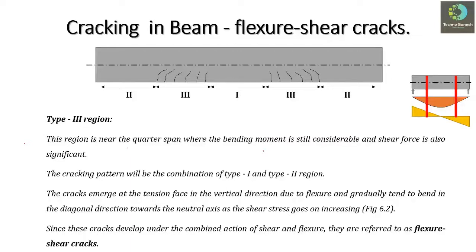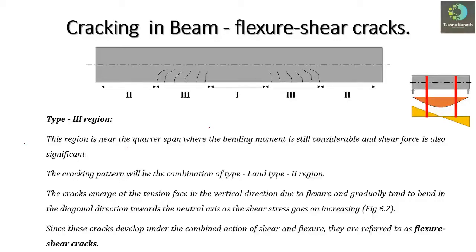Since these cracks develop under the combination of shear and flexure, these types of cracks are referred to as flexure shear cracks. As you can see clearly here, initially this crack propagates in vertical direction due to the bending action, and then it bends along a 45-degree plane due to the shear action. That is why this kind of crack is also referred to as flexure shear.